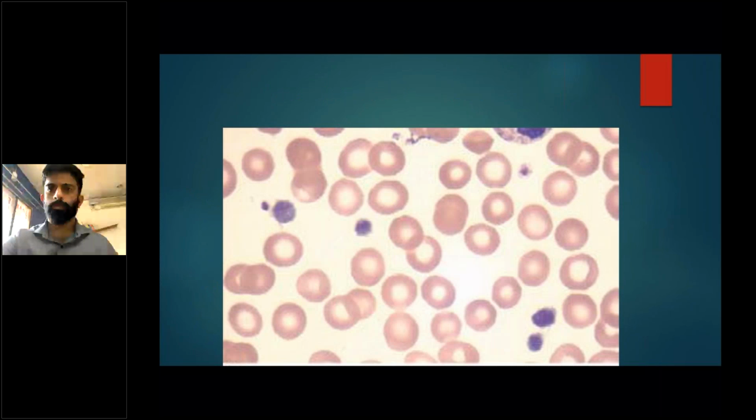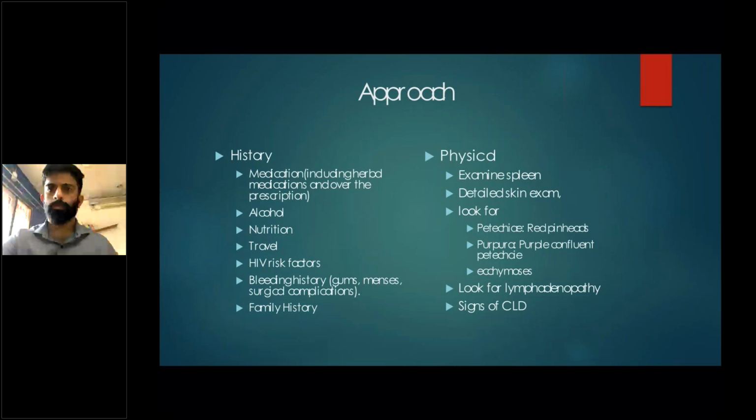So this is pseudothrombocytopenia. You can see these are clumps of platelets. So when you go through a machine count, the machine counts them as 1, 2, 3, 4, 5, 6. But actually there might be a lot more in this. So once you magnify and see, you can see that these platelets are clumped together. This is pseudothrombocytopenia.